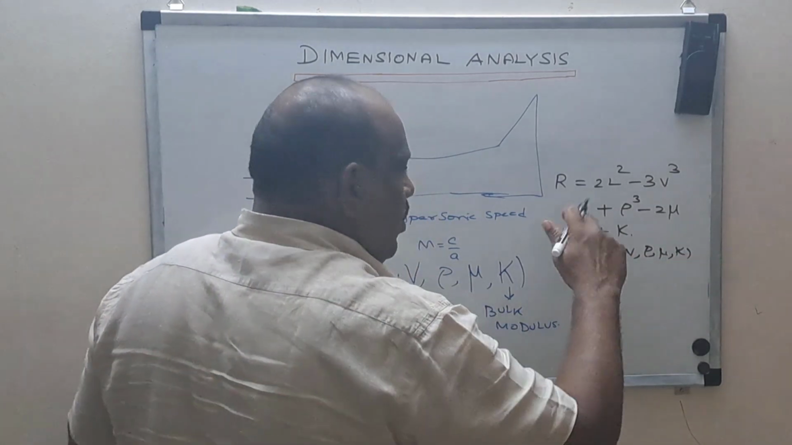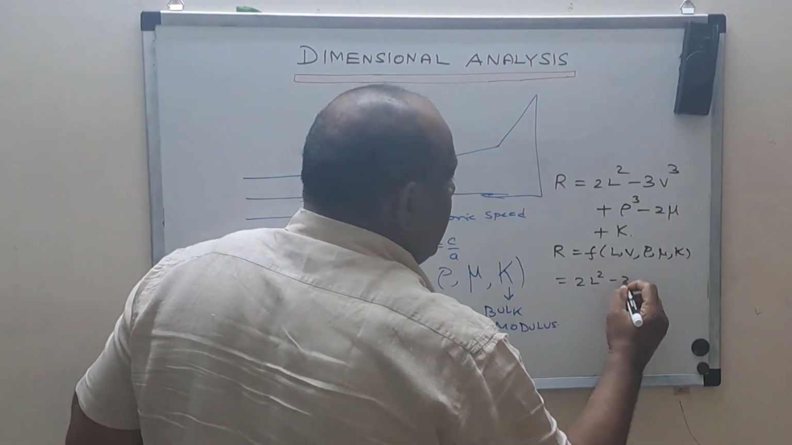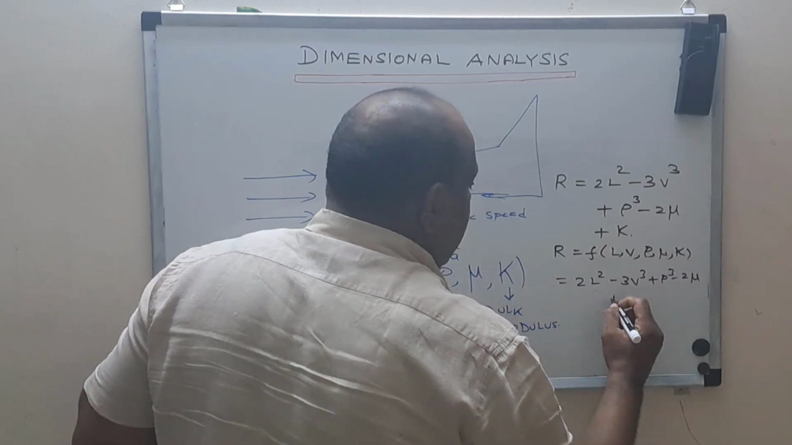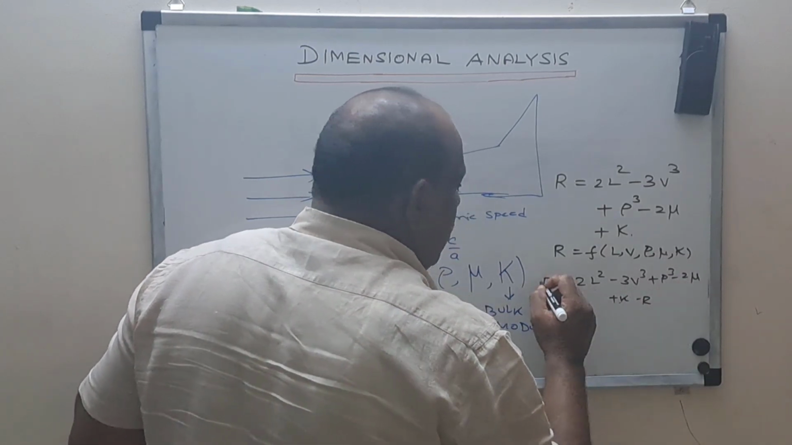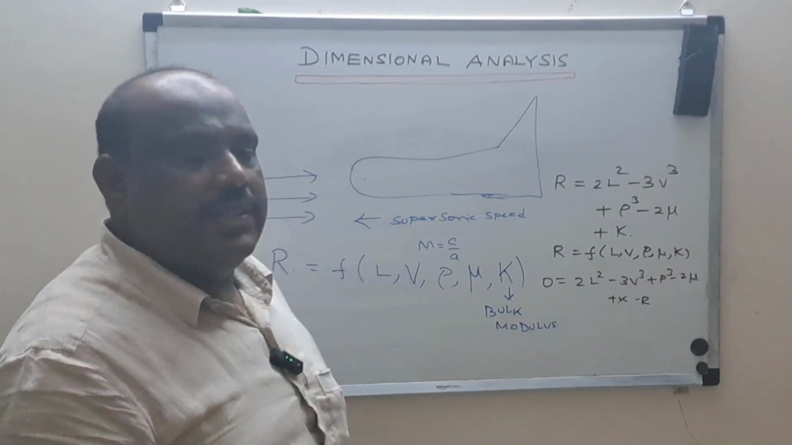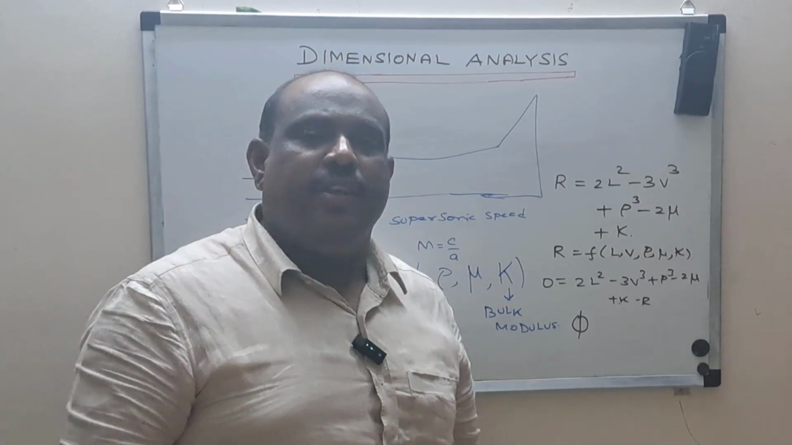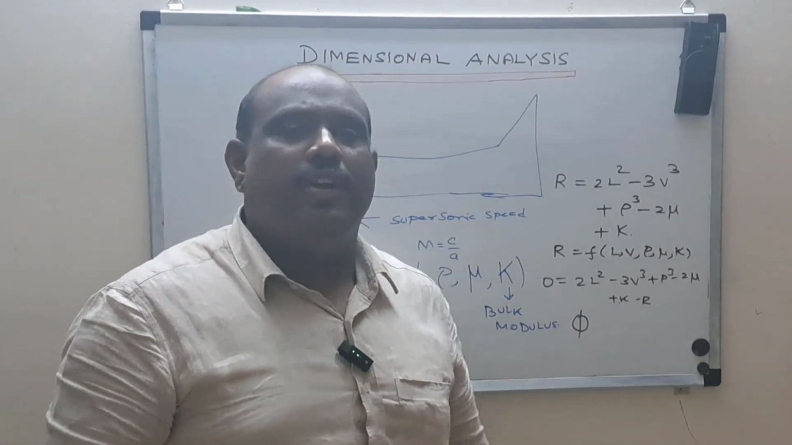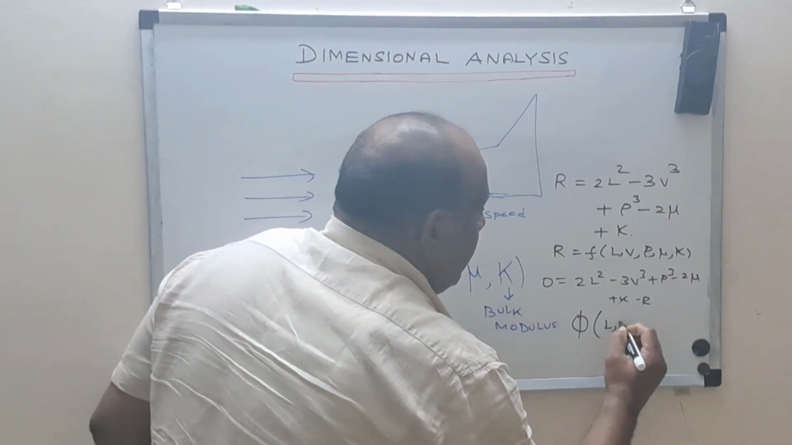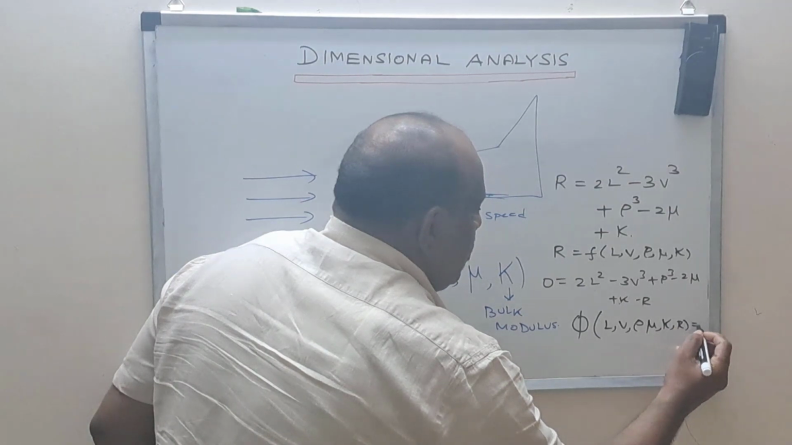Now I'm going to take even the R to the other side. So it becomes 2L squared minus 3V cube plus rho cube minus 2 mu plus k minus R equal to 0. Now this becomes another function. Let us call that function phi. If you are not happy with phi, you can call it f dash. So now this phi is a function of L, V, rho, mu, k as well as R, equal to 0.